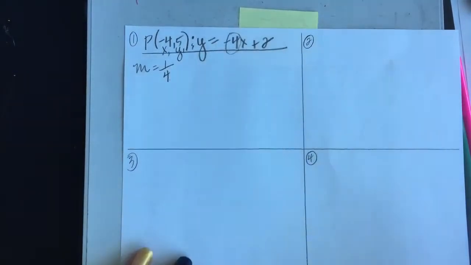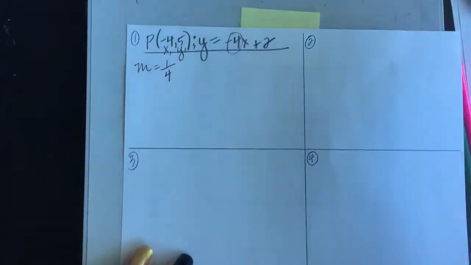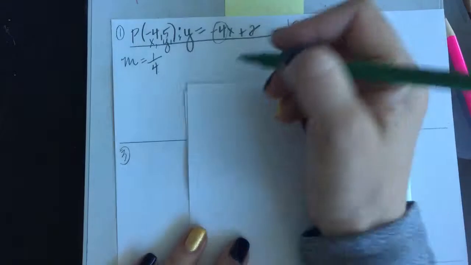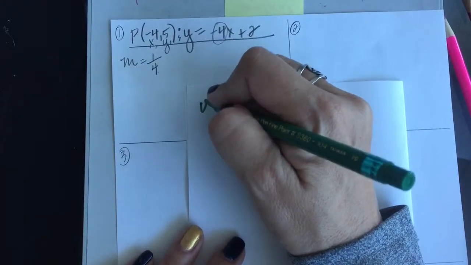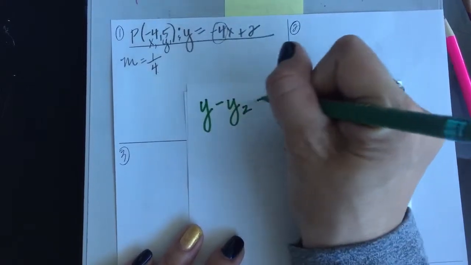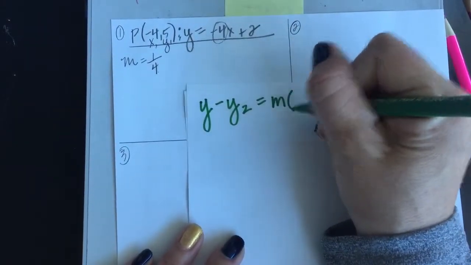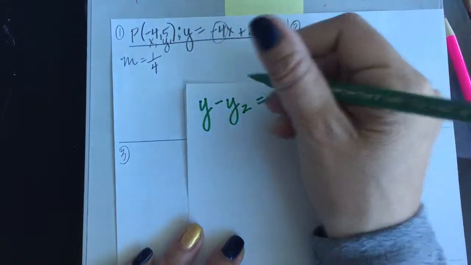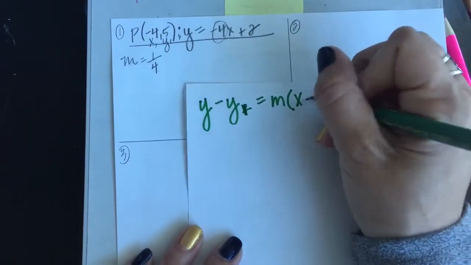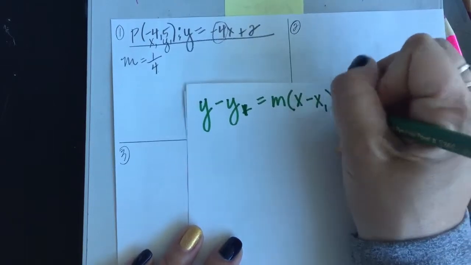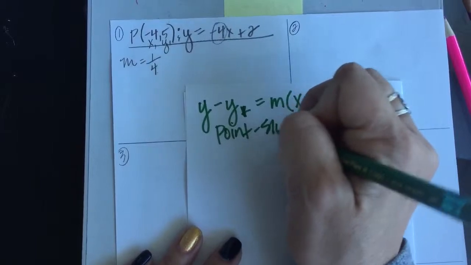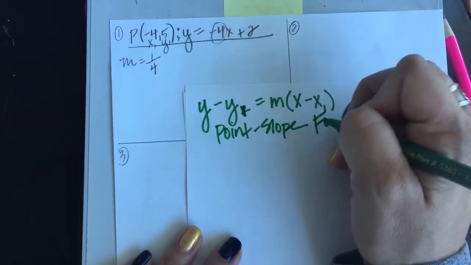Now, point slope form, I had it written on a sticky here. Point slope form looks like this: y minus y1 equals the slope times x minus x1. So this is our point slope form. We're going to go ahead and use that. It's easier to put these numbers in.